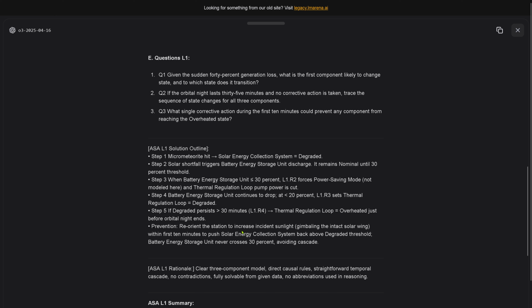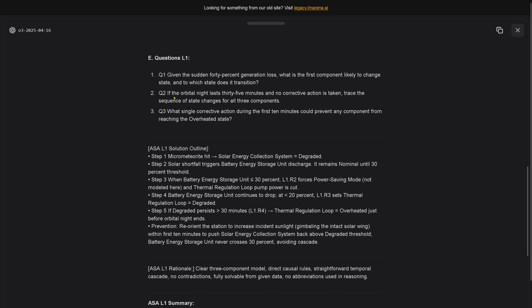Prevention: reorient the station to increase the incident sunlight, gimbaling the intact solar wing within the first 10 minutes to push the solar energy collection system back above the degraded threshold. The battery energy storage unit never crosses 30%, avoiding a cascade.